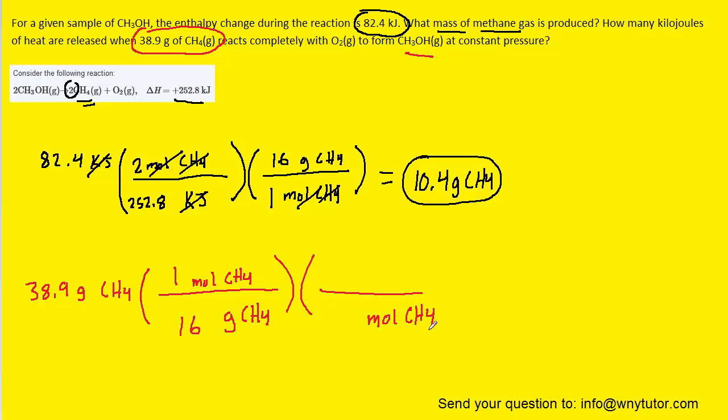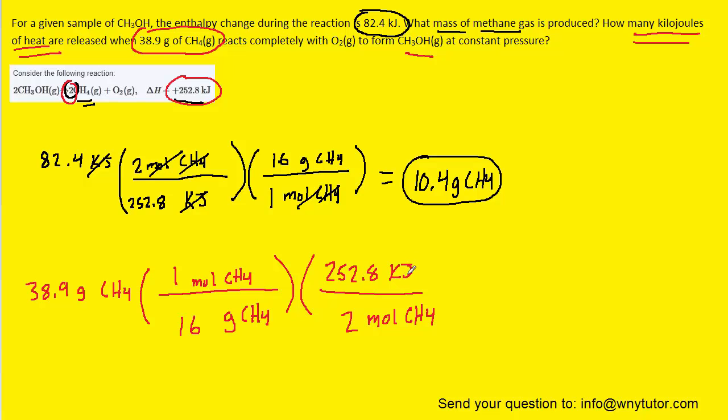Our next conversion, looking at moles of CH4 in the numerator, will require us to write moles of CH4 in the denominator. Remember that the question is asking for kilojoules of heat. And so if we go to the balanced reaction, we can see that 2 moles of CH4 releases 252.8 kilojoules.